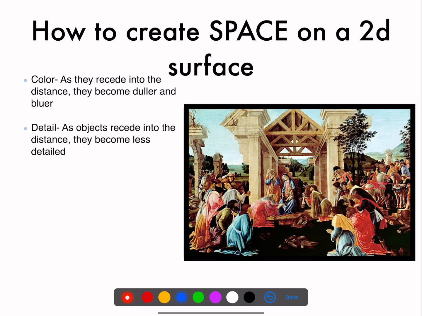Detail is also going to diminish as things recede back. So here we have all of these trees in the background, and we can't really see the individual leaves like we can on this tree that's closer to us.